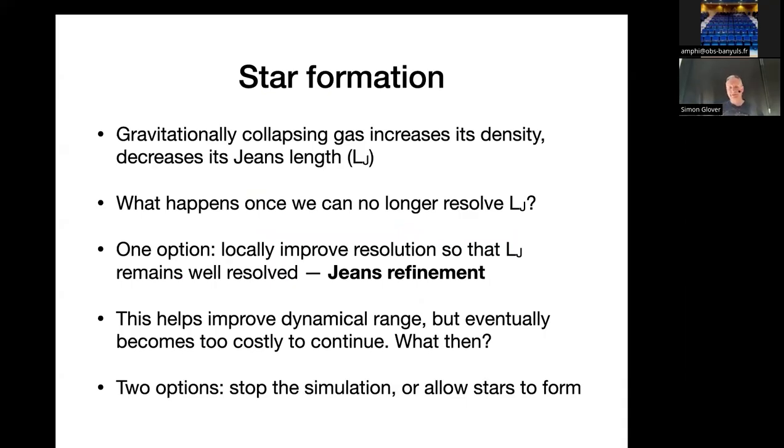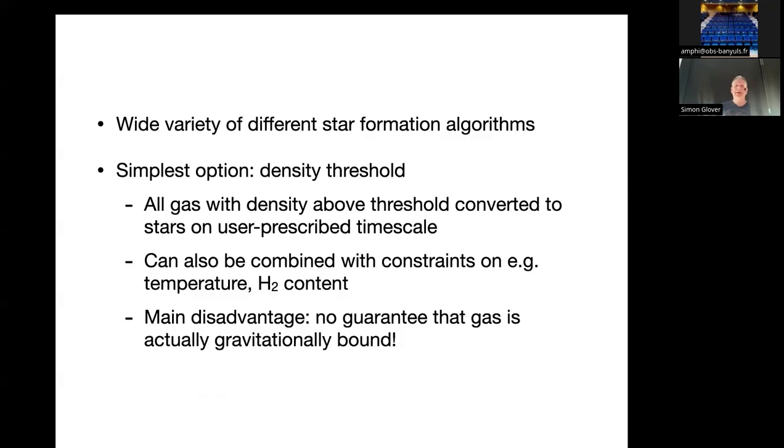Well, one thing, we can stop the simulation. Sometimes that's the right choice if we don't have enough physics in to really follow what happens later. But more commonly in these sorts of galactic simulations, what we do is we allow stars to form. So we try to represent that numerically. And there are actually a wide variety of different star formation algorithms. So the simplest idea is just a simple density threshold. You say, okay, gas that's gone above my star forming threshold will get converted to stars either instantly or on some time scale, depending on the local density or depending on some other function that I prescribe.